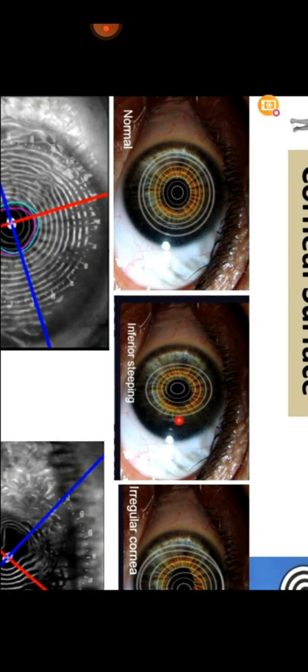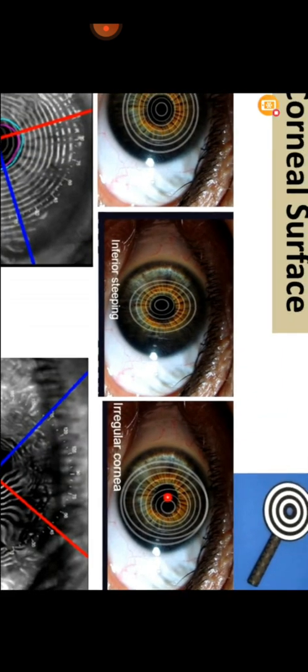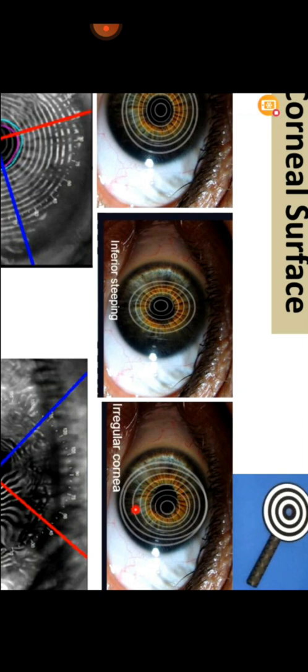There is an inferior steepening. That is why the inferior areas have been left, and these areas have come together. So this is an inferior steepening of the corneal surface, and you can see there is an irregularity. You can see some mires attached together and some mires attached together here. Some mires are distant.